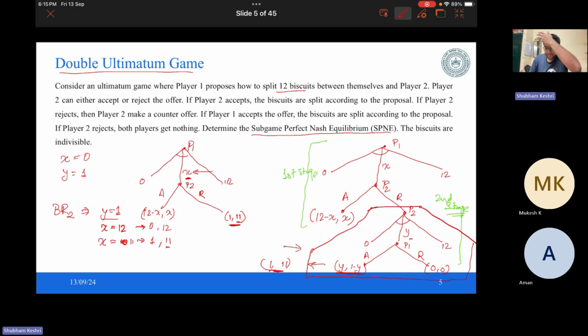All right, but you see, there is a threat. What is the threat? Player 2 might reject the offer and both of them will get 0. So in that case, the utility over here will not be 11, it will be 11 times the probability he is accepting plus the probability he is rejecting times 0. So player 2 can give a threat, and this is a credible threat. He will say, if you offer one cookie to me, sorry, not one cookie.